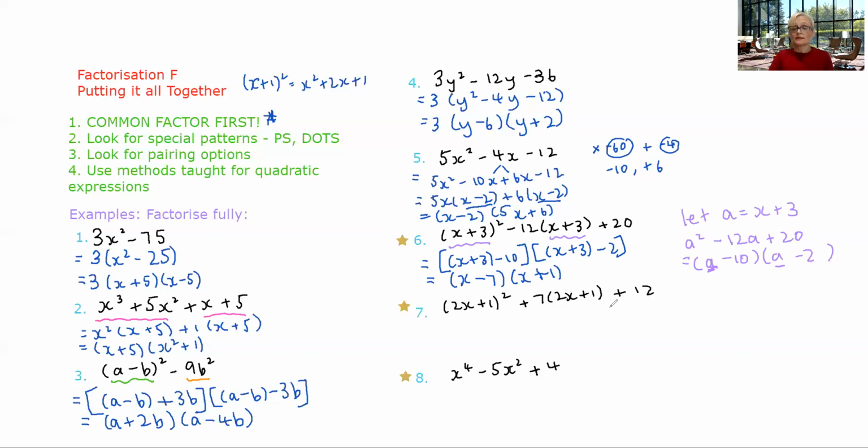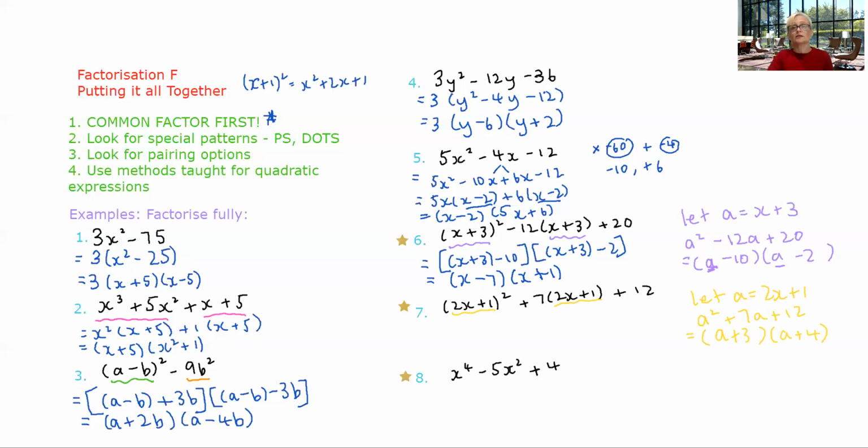Now the next one is a similar situation, except obviously we've got a slightly more complicated bracketed expression, but it's still the same idea. So if we let a be 2x plus 1, what we've actually got is a squared plus 7a plus 12. That's a nice easy quadratic to factorise. We're going to get a plus 3, a plus 4.